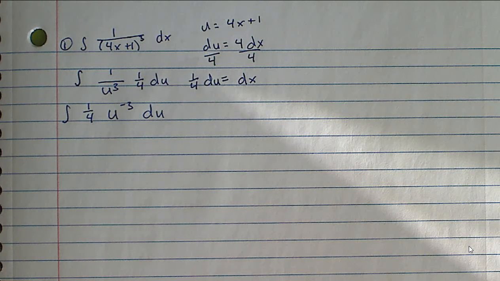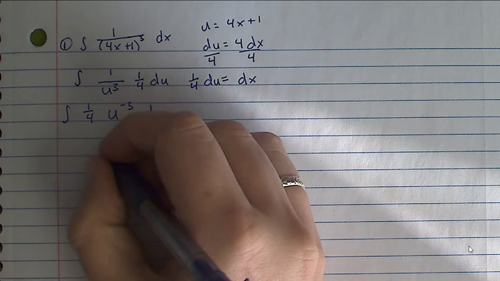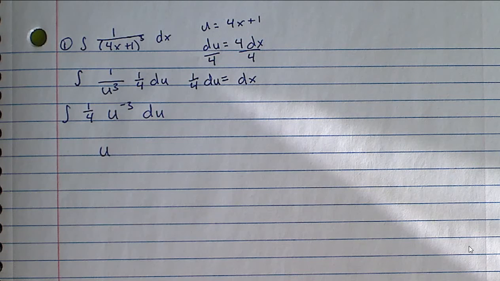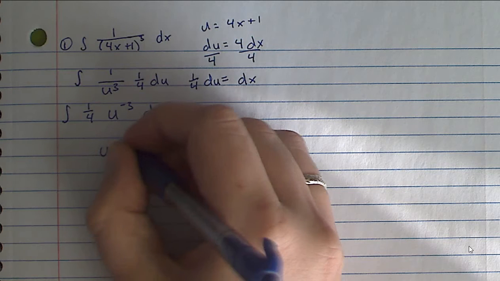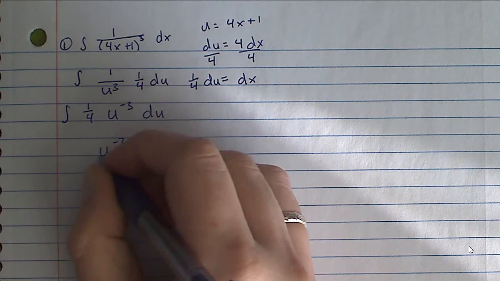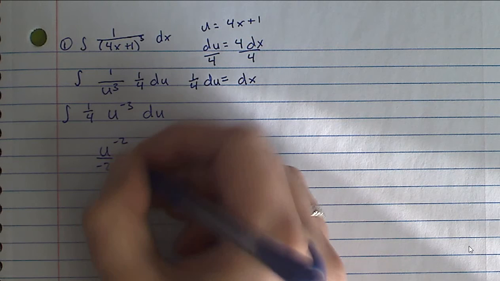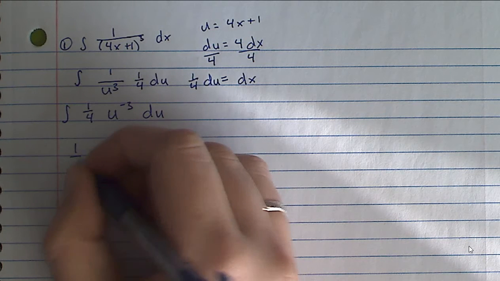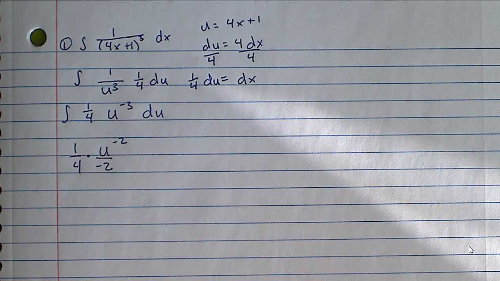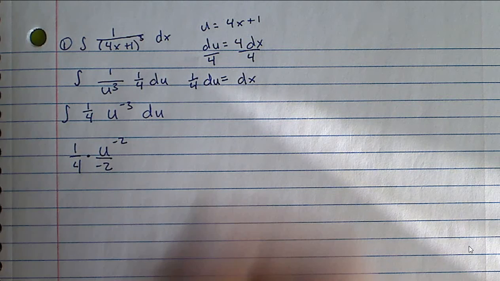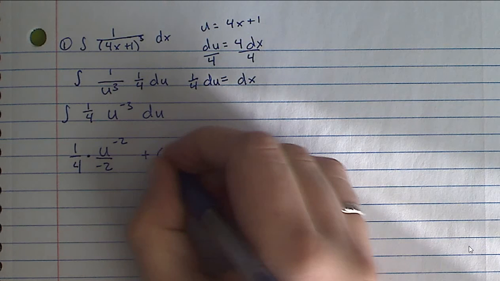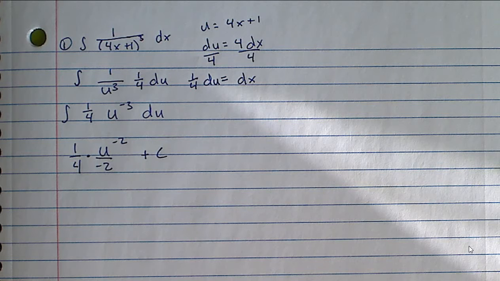And now I can do the antiderivative. So I'll kick u up. In this one, you just rearrange? Yeah. So I can kick u up to be negative 2, and then divide by negative 2, and then times 1/4, and then plus c at the end, because it's an indefinite integral.